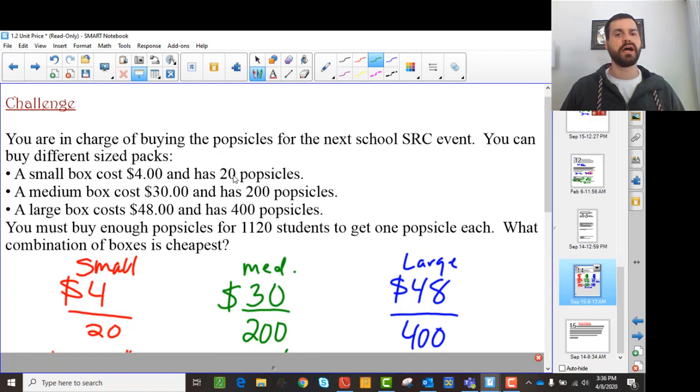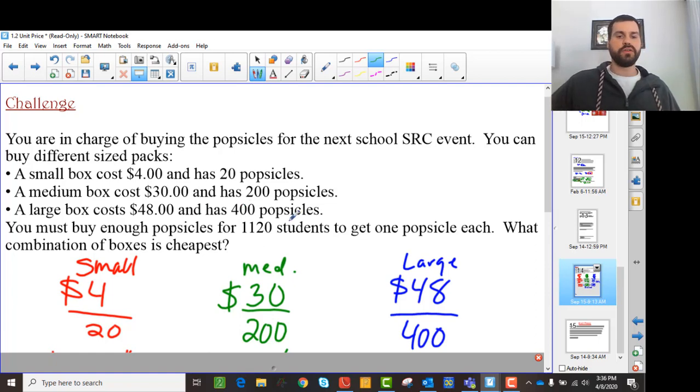You are in charge of buying popsicles for your student council event, and you have 3 different options. Small box is $4 for 20 popsicles. You can get 200 popsicles for $30. You can get 400 for 48.